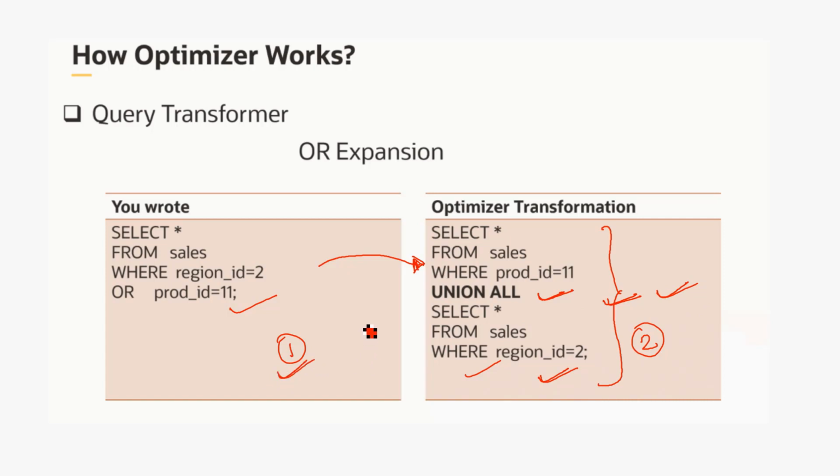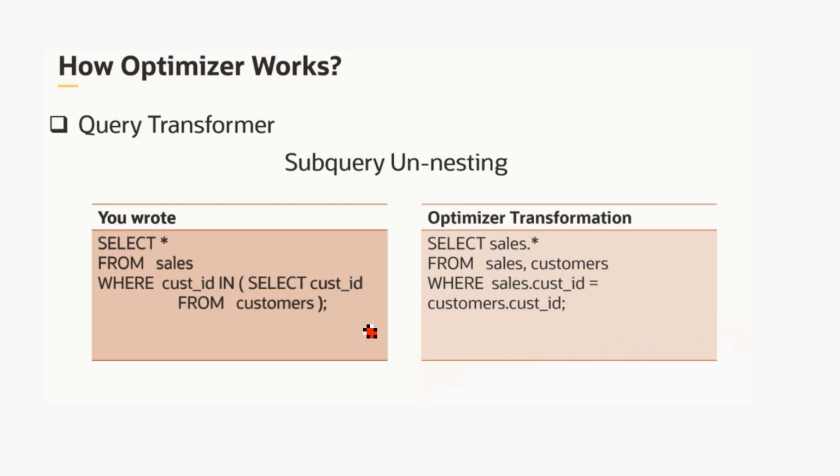If you are using a subquery or unnesting, suppose you use this subquery: select star from sales where customer ID in (select customer ID from customers). So you have queried this one. The same query, the optimizer will transform into this.